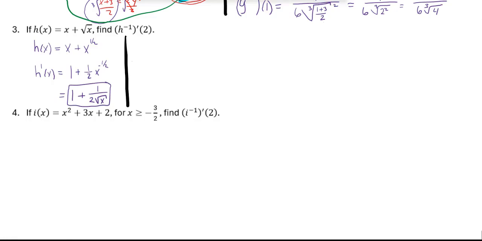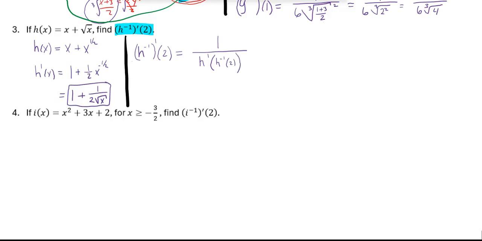So what I want to do is I really want to think about this. I want to figure out what is h inverse prime of 2. And I know from my definition that I'm going to need to figure out what. Well, let me write the definition down so you can see what I'm talking about. If I want h inverse, the derivative of that at 2, using the definition, it's 1 over h prime of h inverse of, in this case, 2. I've been doing it with x, but here I'm doing it with 2.